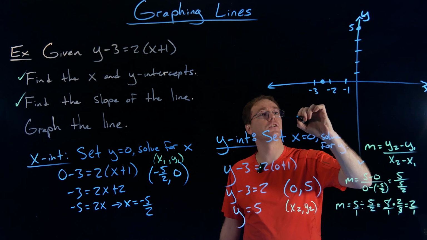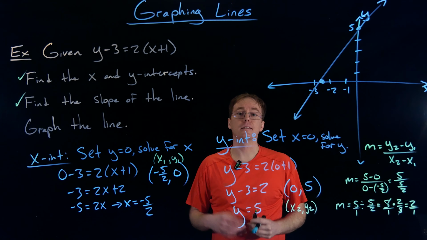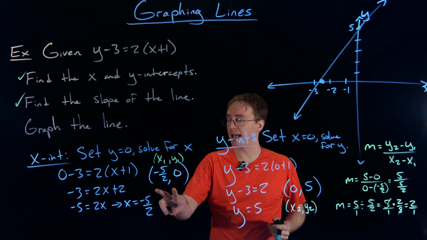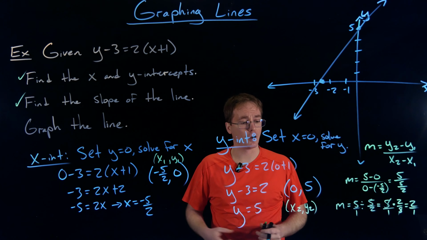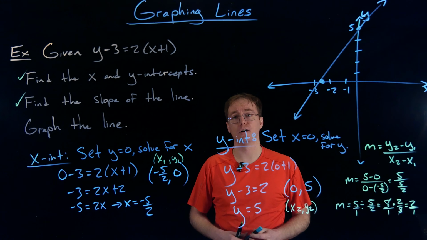And so that point up there along our y-axis is our y-intercept. And now if we draw the straight line through those 2 points, this is the line that is represented by our equation. This is the line with an x-intercept of -5/2, comma 0, a y-intercept of 0, 5, and a slope of positive 2.